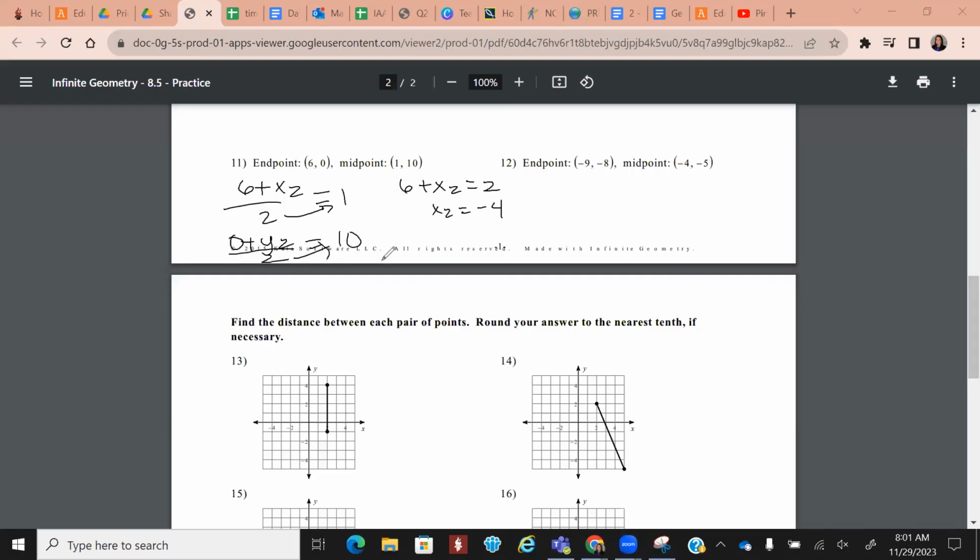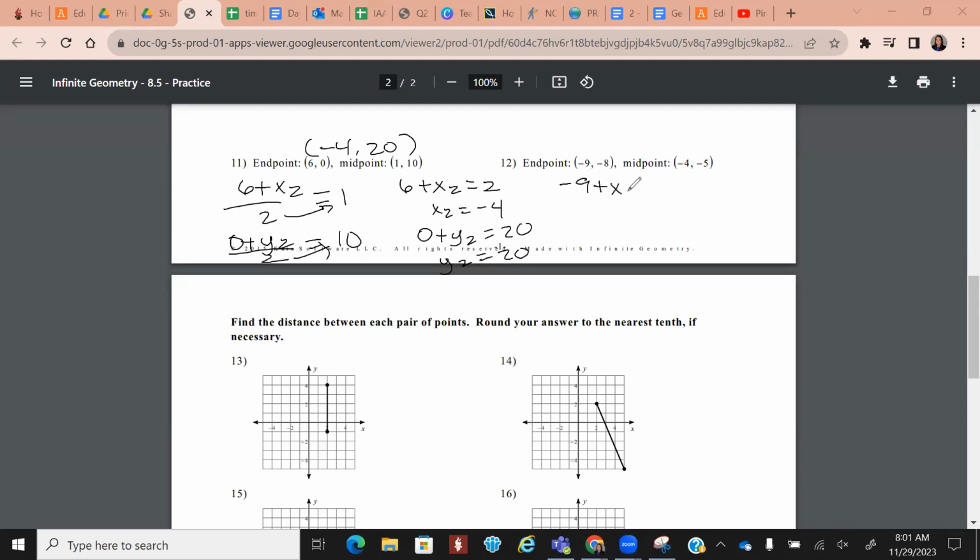So we're going to multiply by 2 on the bottom, and that's going to give me 0 plus y2 equals 20. So 0 plus y2 is just going to give me y2, and that's equal to 20. So our final answer is going to be -4, 20. Questions on that? Again, if you're not sure, you could actually draw this out on Desmos and see that the midpoint is at 1, 10. Okay. Over here, same thing is going to be set up.